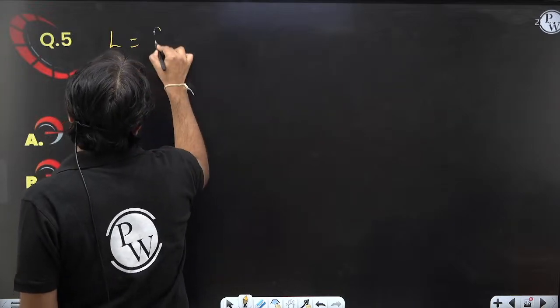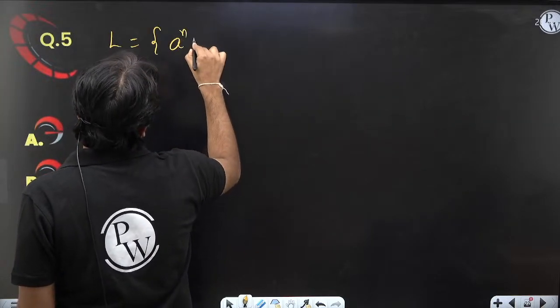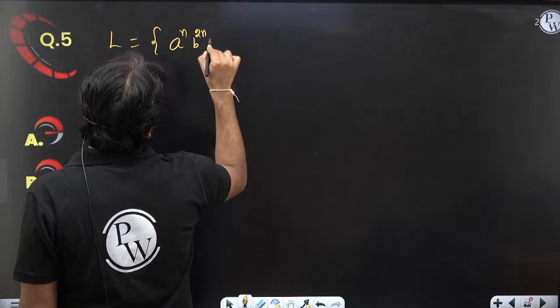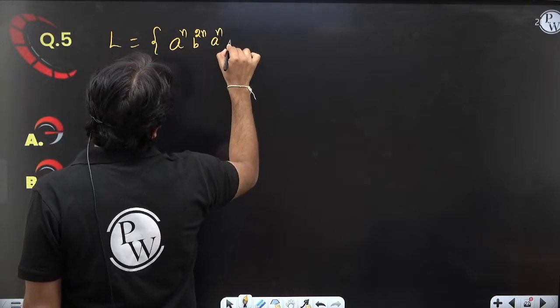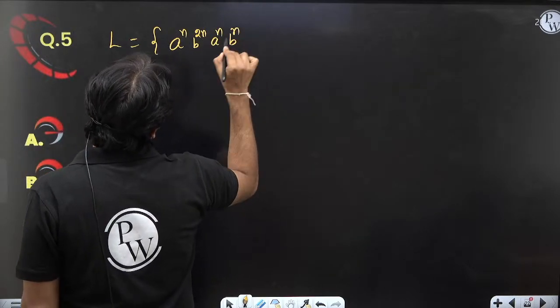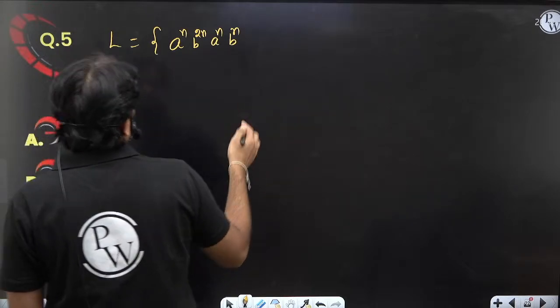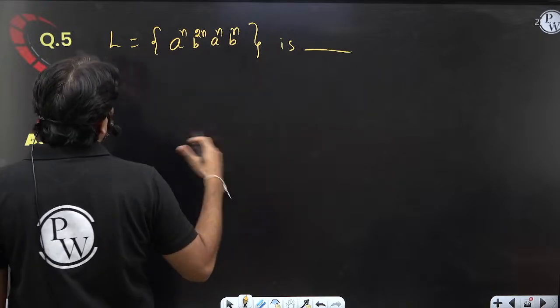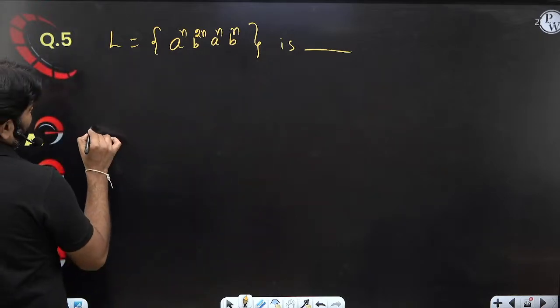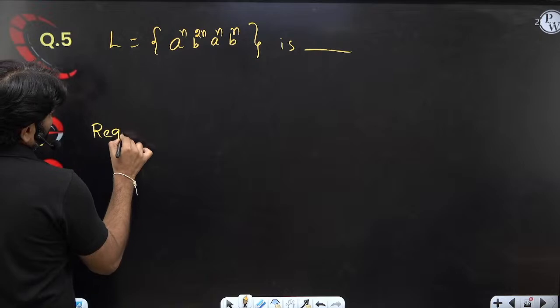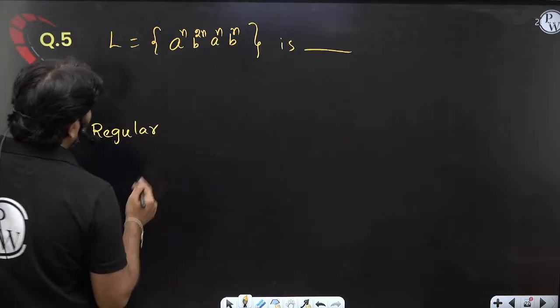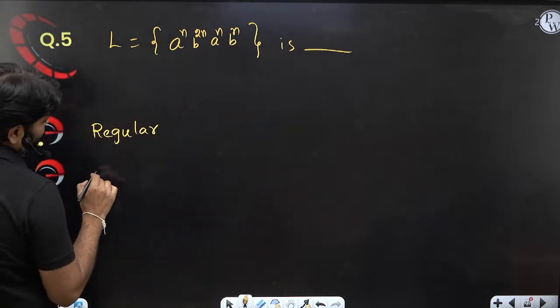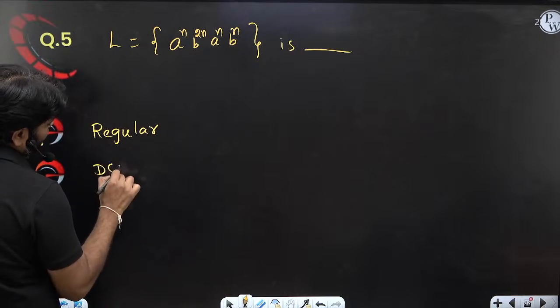And this one is different: a power n, now let's say b power 2n, and again you have written a power n, now let's say b power n. So this is something different. This one and the previous one are completely different. For this one you don't have even a DPDA, you don't have even a PDA. Try to understand.